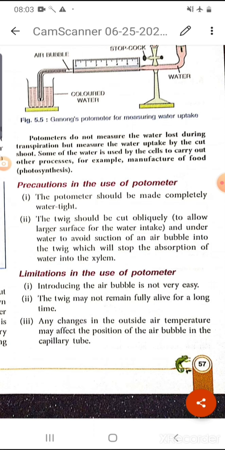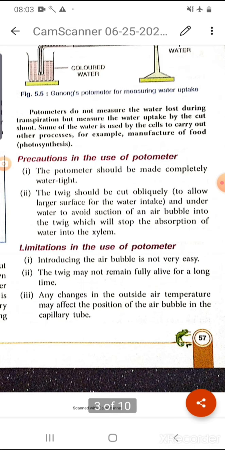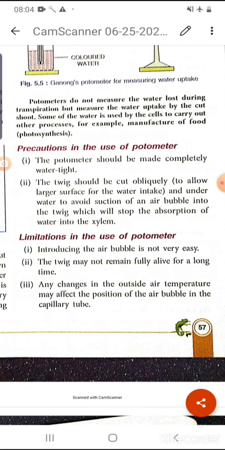Next, what are the precautions we have to take in using the potometer? The potometer should be made completely watertight. The twig should be cut obliquely and under water to avoid the suction of an air bubble into the twig, which will stop the absorption of water into the xylem. Cutting obliquely allows a large surface for water intake for the process of transpiration.